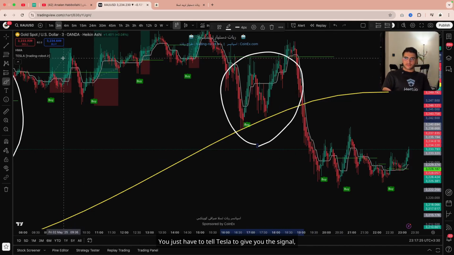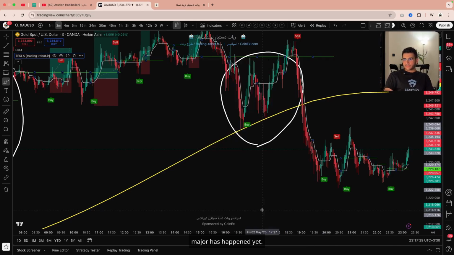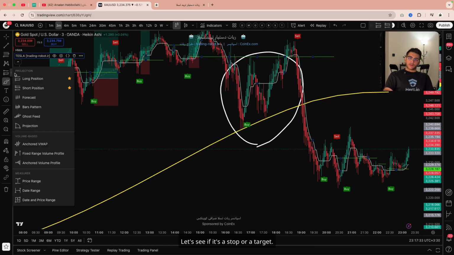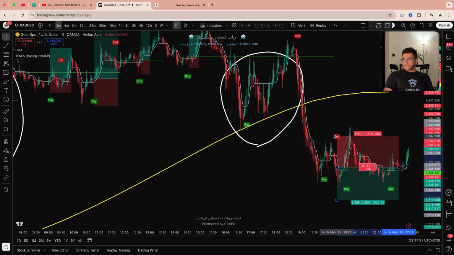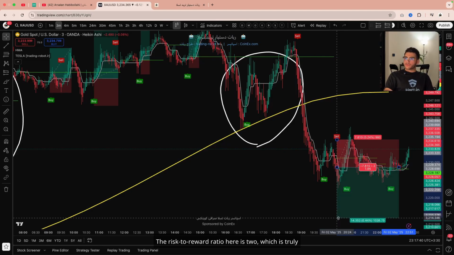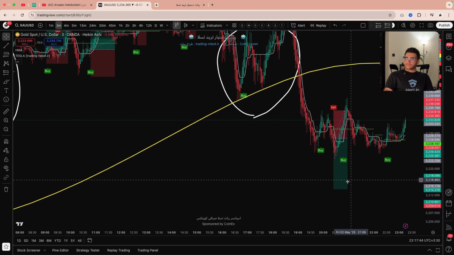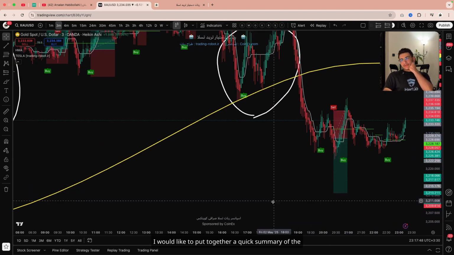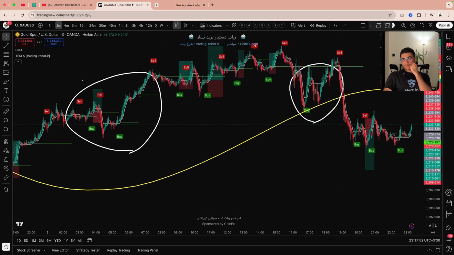You just have to tell Tesla to give you the signal because now we've just come below the line and nothing major has happened yet. Here, it gave us a trade signal. Let's see if it's a stop or a target. I think it's a stop, but let's see. Yes, absolutely. This is a solid stop loss point. The risk to reward ratio here is 2, which is truly outstanding for this trade. I would like to put together a quick summary of the situation to see how things actually add up in the end.